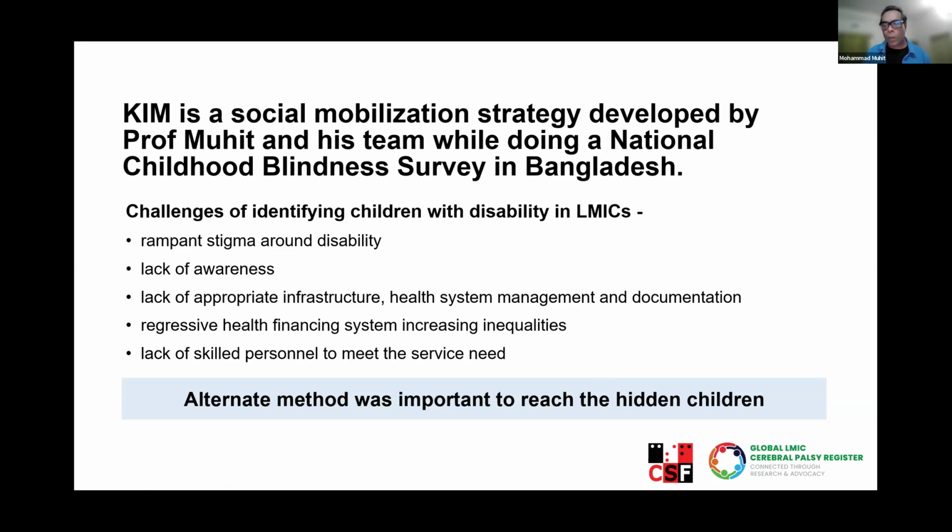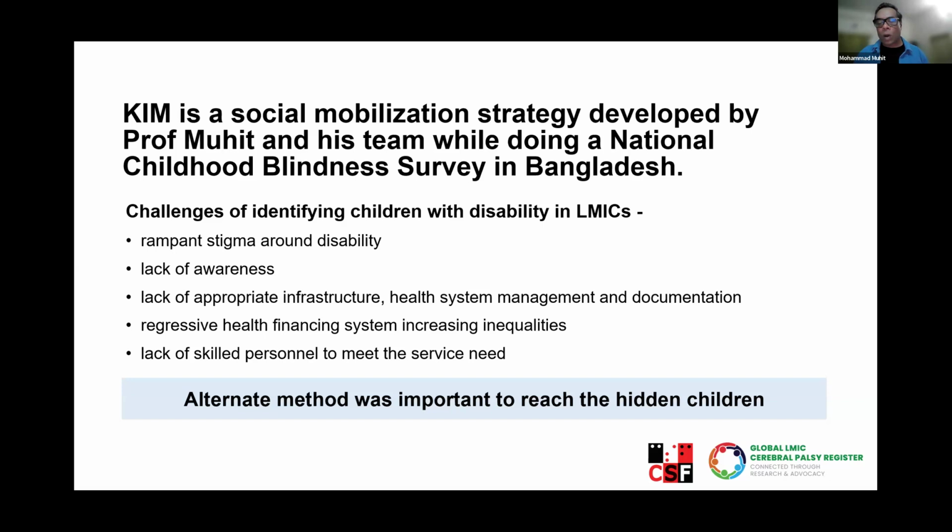There is also a lack of awareness in the general community, and even among professionals or practitioners, about the magnitude of the problem. A lot of people don't even realize that thousands of children are affected by severe disability with conditions like cerebral palsy. And obviously, there is a lack of appropriate infrastructure, health system management, and documentation, which contributes to the challenges. Health financing is a major issue, and planners have to allocate resources for more important, or apparently more important, conditions. Health budgets are also limited in those countries.